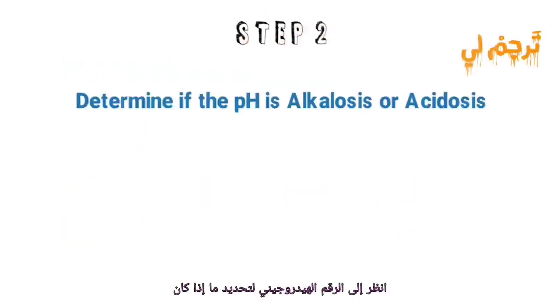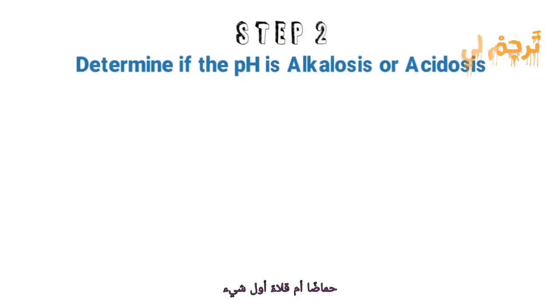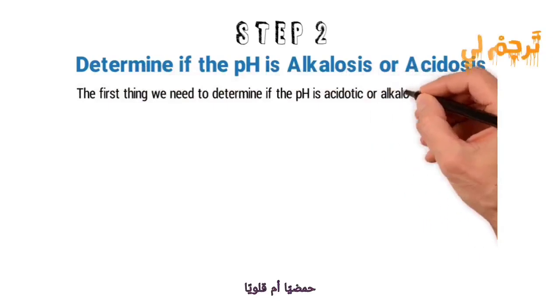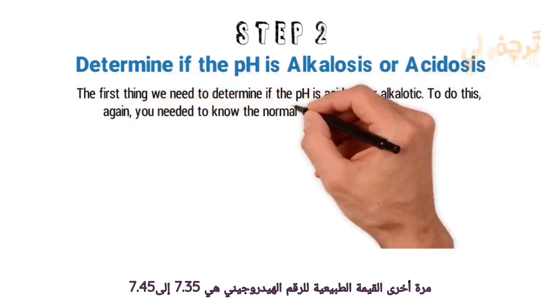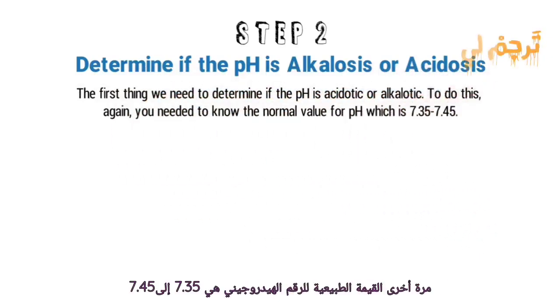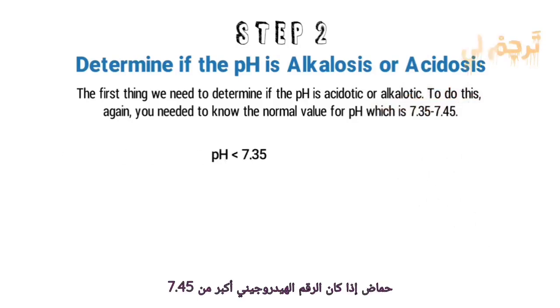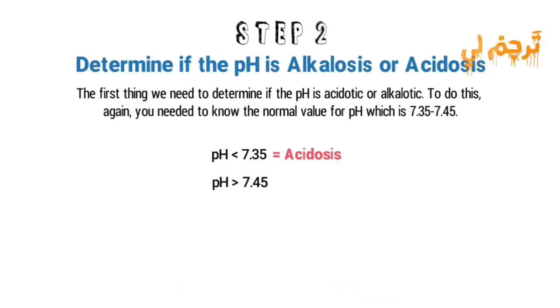Step 2. Look at the pH to determine if it is acidosis or alkalosis. The first thing we need to determine is if the pH is acidotic or alkalotic. Again, the normal value for pH is 7.35 to 7.45. If the pH is less than 7.35, it's acidosis. If the pH is greater than 7.45, it's alkalosis.